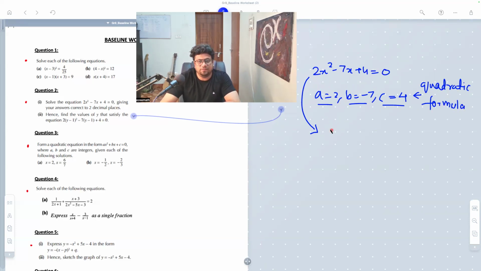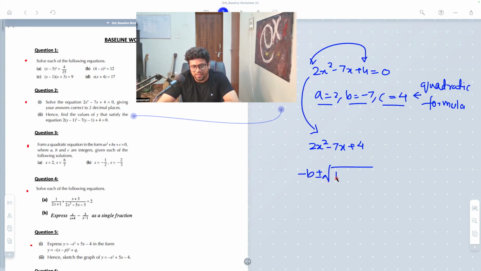But if you want to use splitting the middle term here, remember 2 into 4 is supposed to be 8. And I don't see any kind of splitting the middle term happening here. There are factors of 8 which are 8 and 1, which can be subtracted to give you a 7. I don't see anything like that happening here. So let's just use the formula here and check. Minus b plus minus square root of b square minus 4ac divided by 2a.